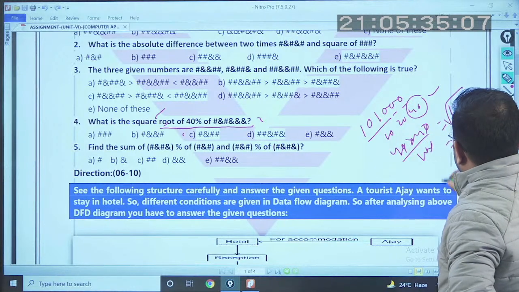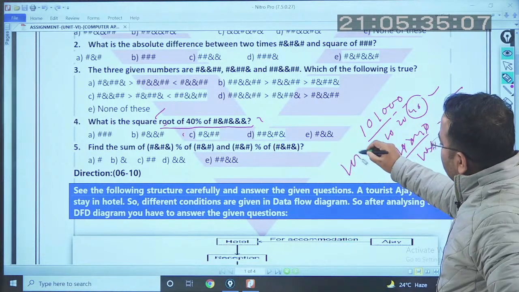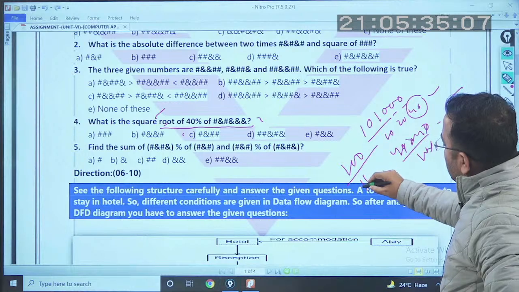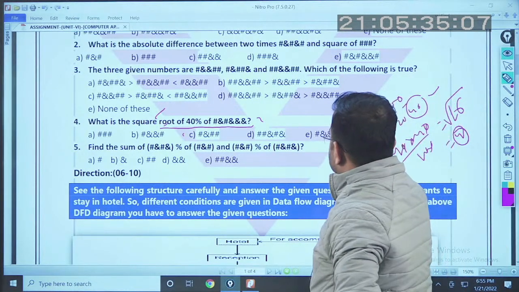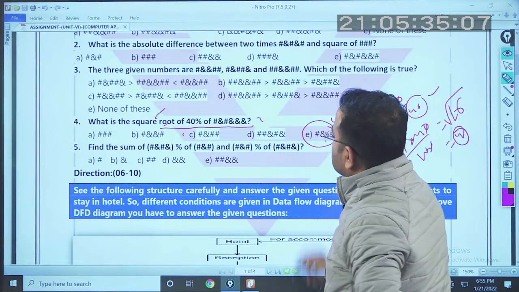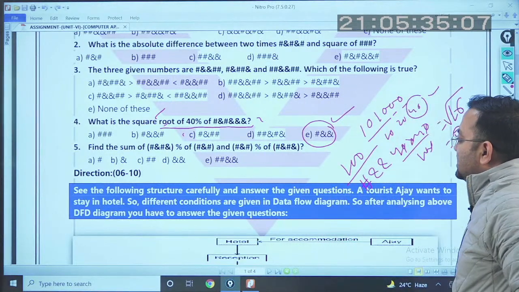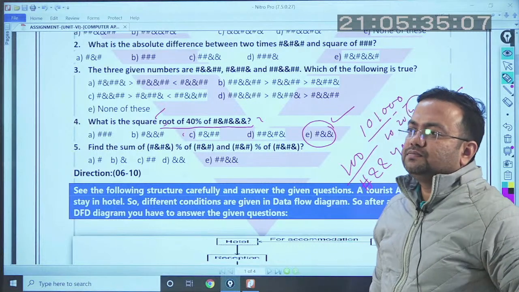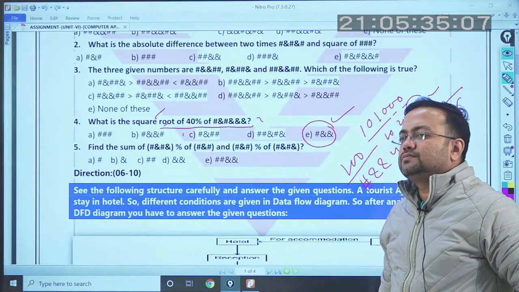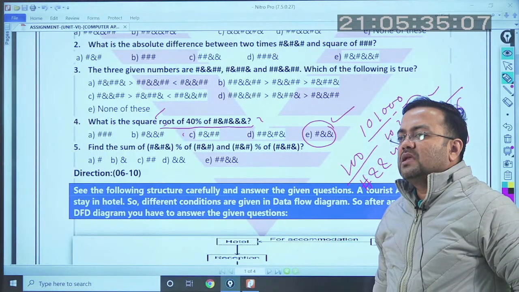Okay. So 4 is nothing but 100. If it is 100, then what will the symbol be? Hash and. So yes, answer is E, hash and. So for question number 4, here the answer is E, hash and. Understand? Clear, students?